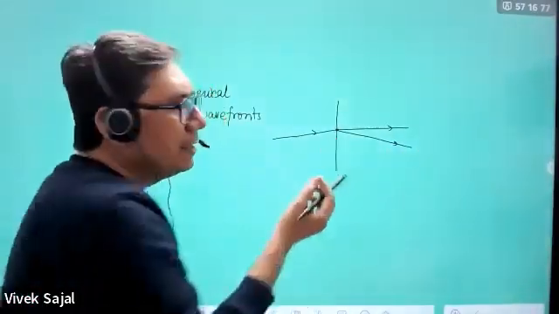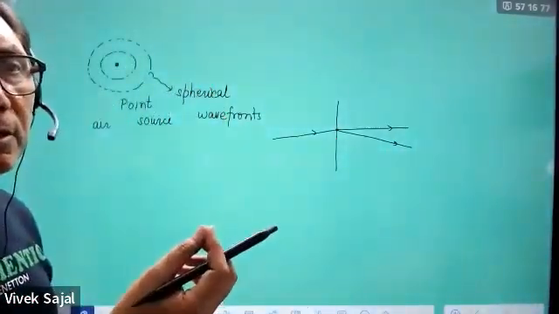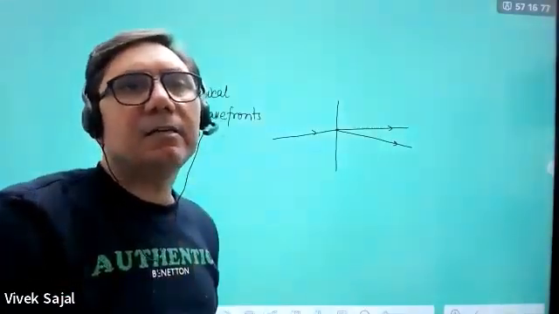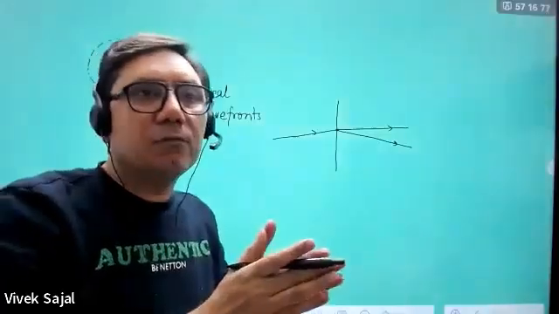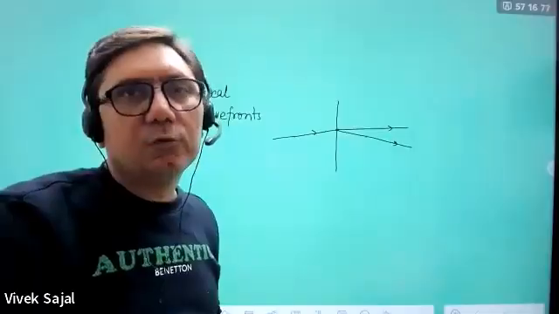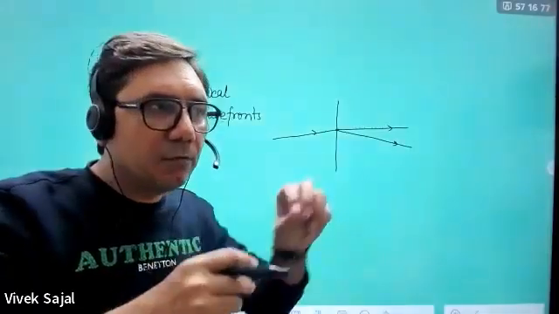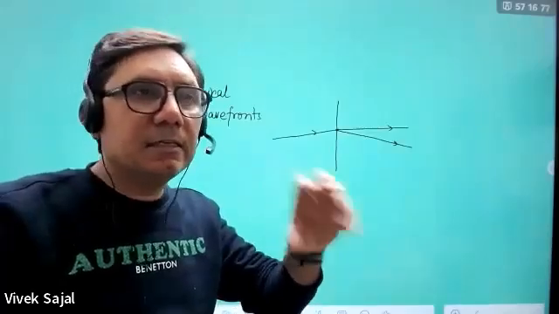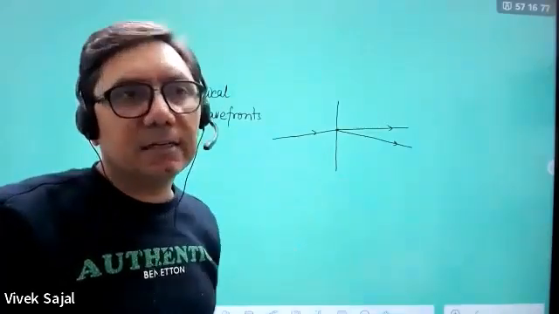So if you have a point source inside a doubly refracting crystal, then you are going to find there will be two wavefronts. Two wavefronts are going to emerge from a single point source if the point source is placed in a doubly refracting crystal.